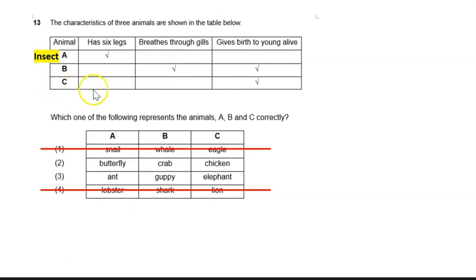Let's say you are not too sure which animal breathes through scales. Let's focus on C first. C gives birth to young alive, and you know that must be a mammal. Looking at these 2 options, option 2 is eliminated because chicken is not a mammal. Let's look at option 3 to confirm our answer. Ant is an insect. Guppy is a fish which breathes through the gills and gives birth to young alive. An elephant is of course a mammal.